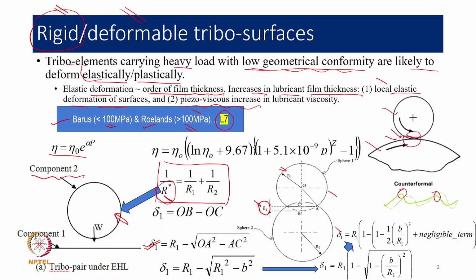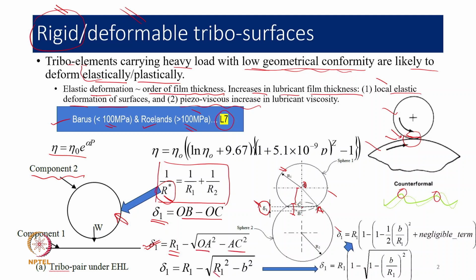Now the question comes, how do we calculate this delta 1? That is simple mathematics. We say this delta 1 is basically CB, the distance BC or CB, and that's what has been given here, and that will be the difference OB minus OC. This is what has been written. We know OB is R1 for sphere 1. Now coming to OC, this OC can be given as the square root of OA square minus AC square, which has been shown here.